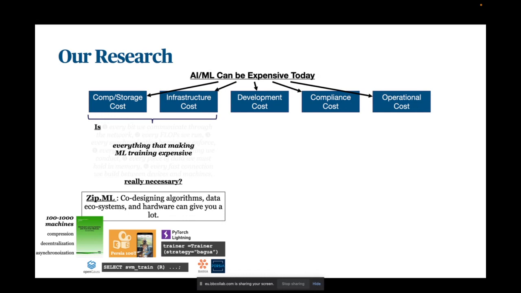So in terms of the thing that we have been doing, we look at this in the region of 100 to 1,000 machines and try to understand how can we do compression, decentralization, asynchronization. We have been helping a whole bunch of systems, right? For example, if you go to PyTorch Lightning, it's a great system, right? You can actually use some of the things that we have been building with single lines of code using a strategy called BAGUA, right?